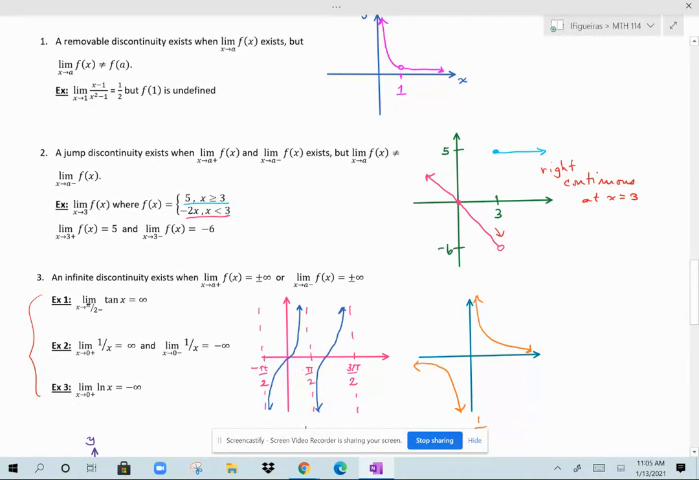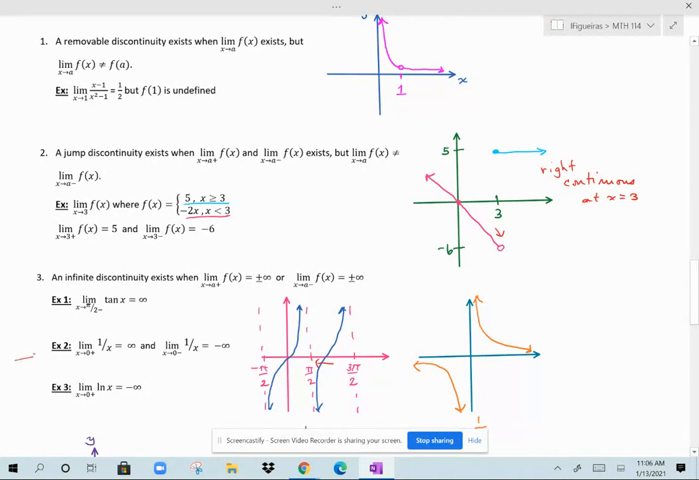If I similarly did this problem and I asked for the limit as x approaches pi over 2, let's say from the right, meaning this side of pi over 2, then my graph would be going towards negative infinity. Either way, it shows that pi over 2 has an infinite discontinuity.